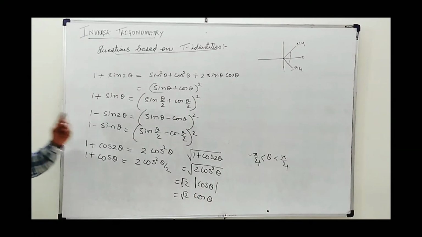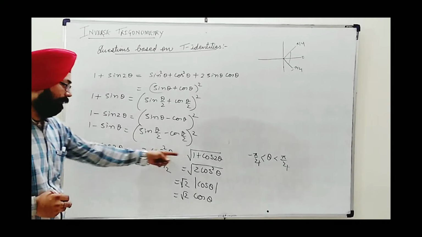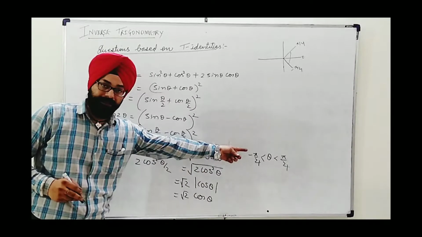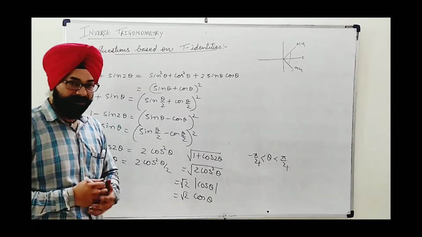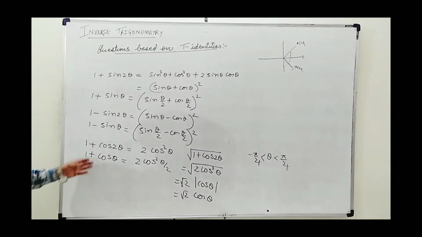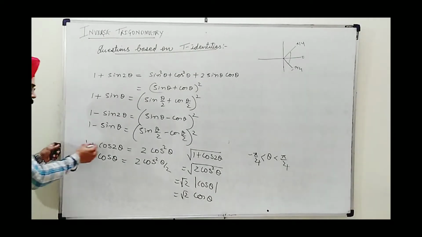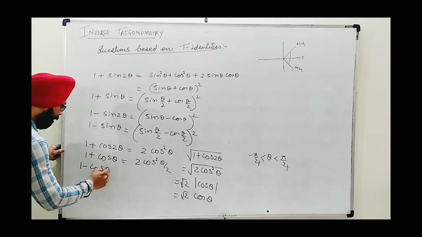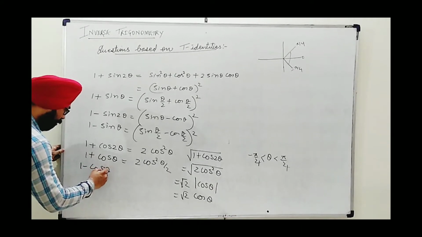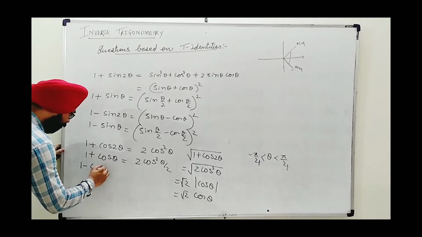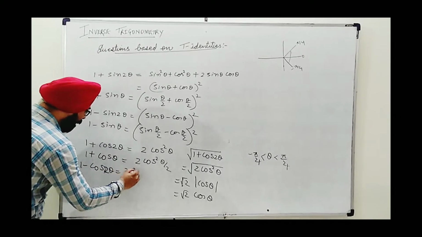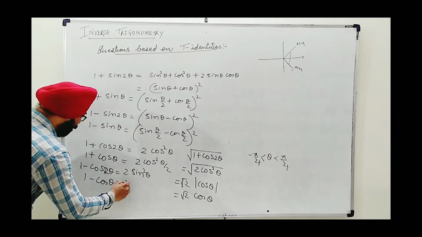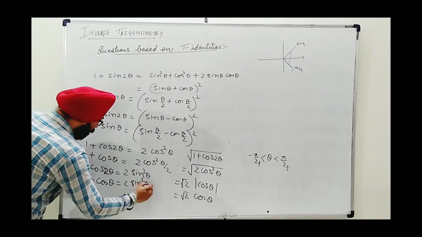Be careful. Not only this, whenever such identities are given with a square root, then before you eliminate the square, see the condition properly. We will be discussing more questions. By the way, I was talking about the identity: it is 1 plus cos 2 theta and 1 plus cos theta. If I take 1 minus cos 2 theta, this will be 2 sin square theta, and if I take 1 minus cos only theta, this will become 2 sin square theta by 2.